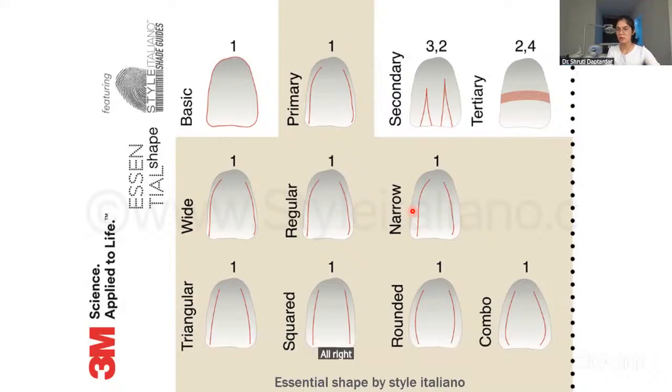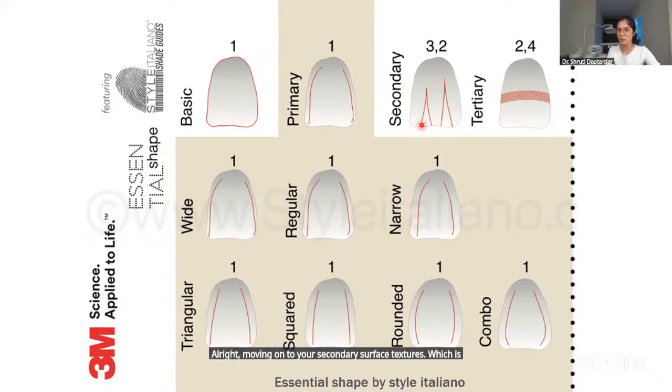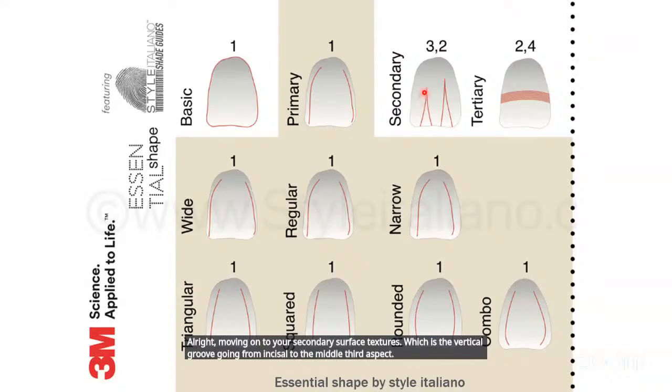Alright, moving on to your secondary surface textures, which is the vertical groove going from incisal to the middle third aspect.